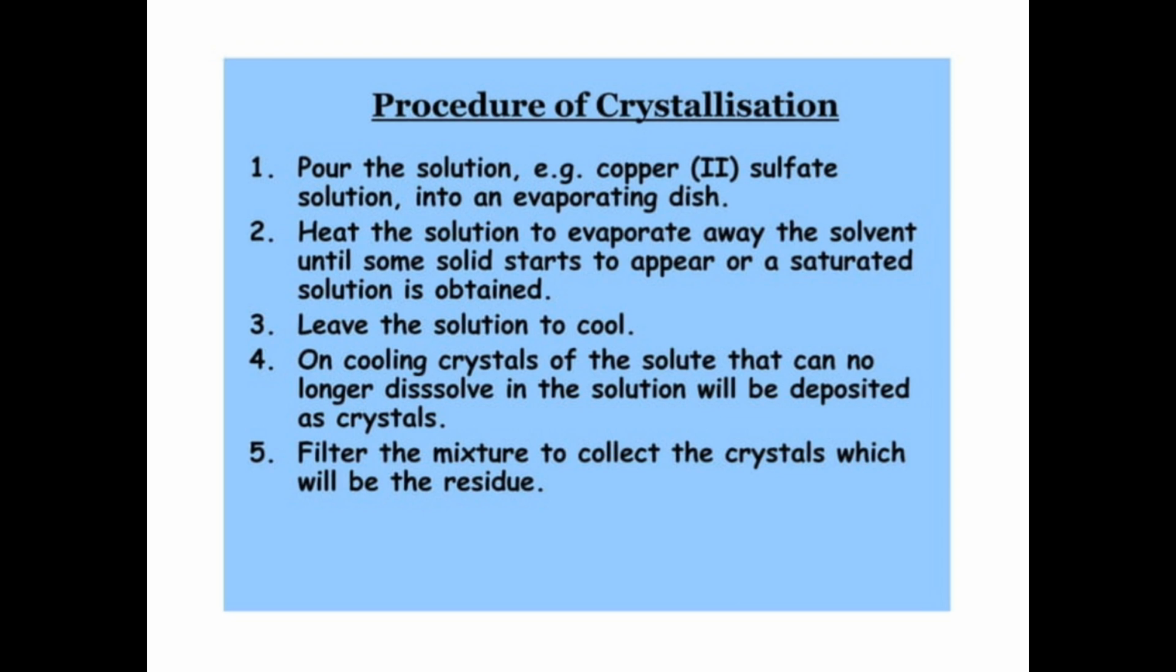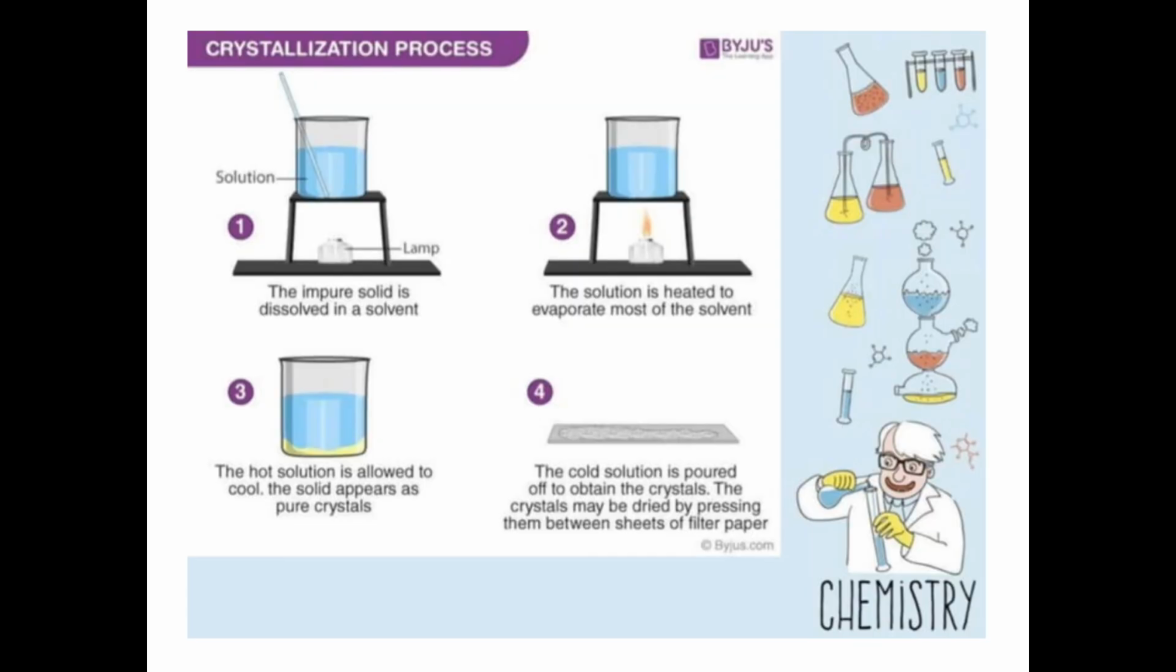On cooling, the crystals of the solid that can no longer dissolve in the solution will be deposited. Then you filter the mixture to collect the crystals, which should be the residue. So these are the processes of crystallization. Impure solid is dissolved in a solvent. The solution is heated to evaporate most of the solvent. The hot solution is allowed to cool. The solid appears as pure crystals. Then the cold solution is poured off to obtain the crystals.